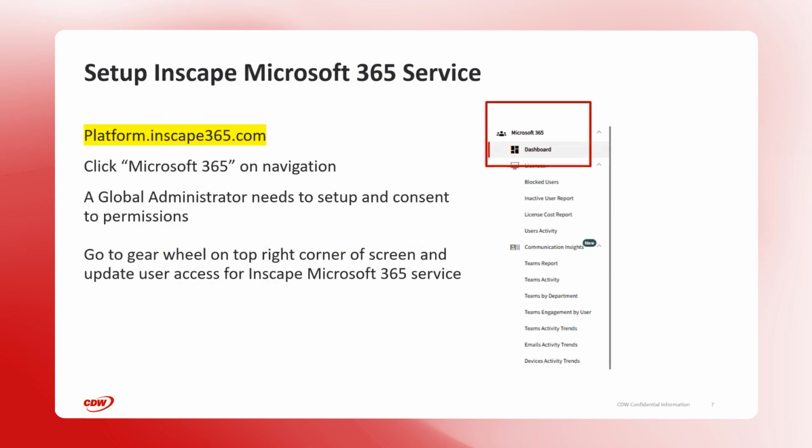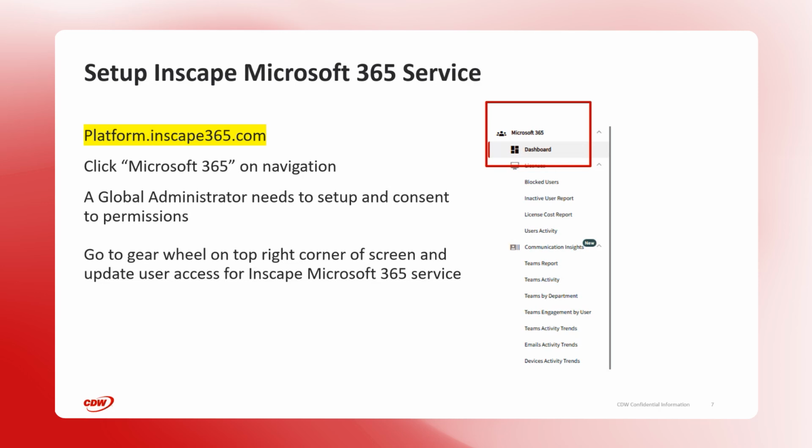So speaking of the setup, I believe most of you on this call today are already set up for the Microsoft 365 service, but in case you are not or haven't been able to get to that ahead of the webinar, no problem. As a reminder, the URL to Inscape, if you don't have it bookmarked, is platform.inscape365.com. So when you log into the platform, a global administrator will need to click on the Microsoft 365 icon that you can see here on the screen, and then consent to the permissions of that service, and then you'll gain access to this particular service, and you'll be able to set up and schedule any of the reports that you want to see.